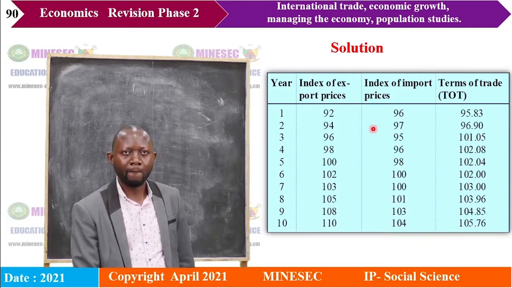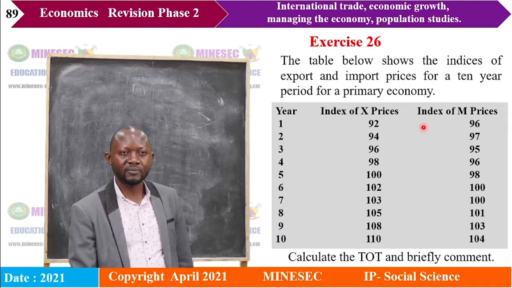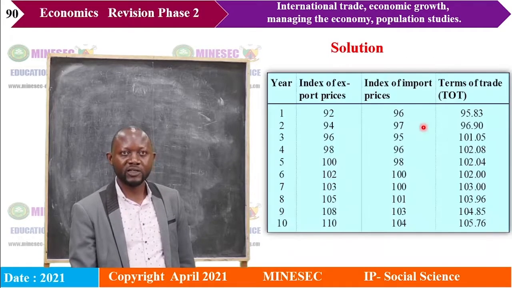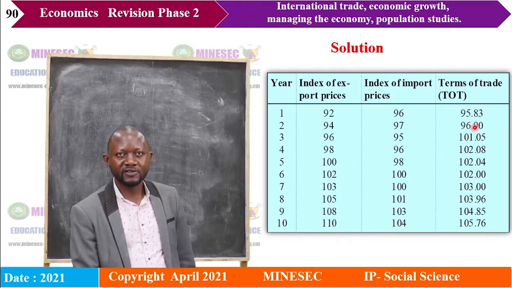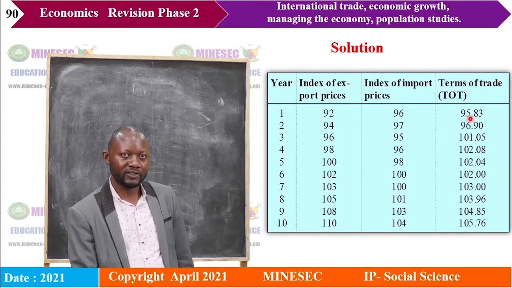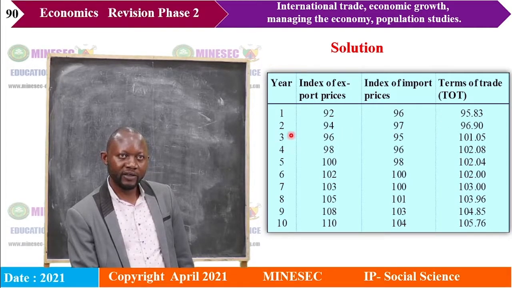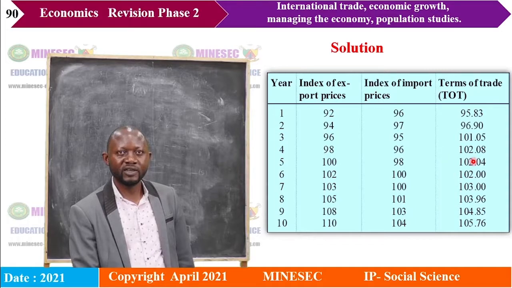Now looking at this table, the question said, calculate terms of trade and briefly explain. So there's an explanation that we need to give. Now look at the terms of trade, we'll see that between year 1 and 2, it is less than 100. You have 95.83, 96.9 between year 1 and 2. What does it mean? It means that the terms of trade within these 2 years is unfavorable, given that the value is less than 100. Now, if you look at the terms of trade between year 3 right up to 10, you see that it's strictly greater than 100, showing that the terms of trade is favorable within this range. So that could be the comment.